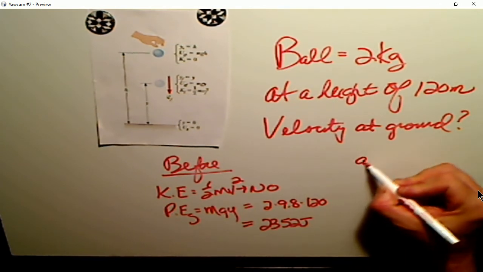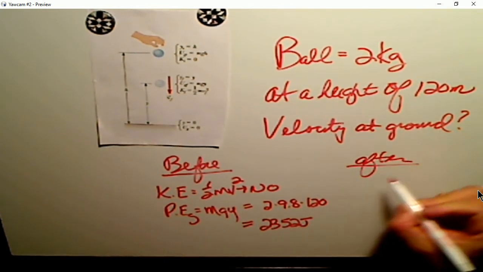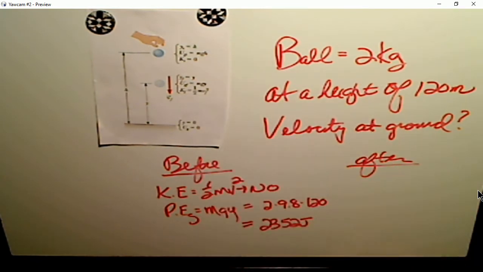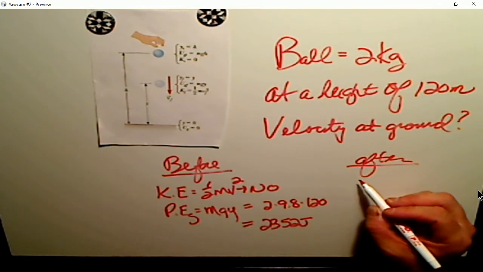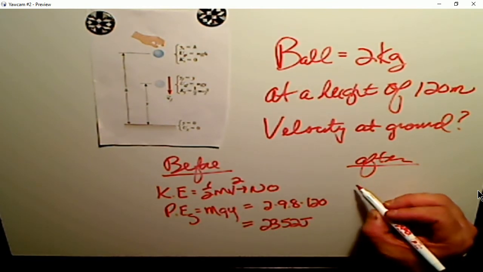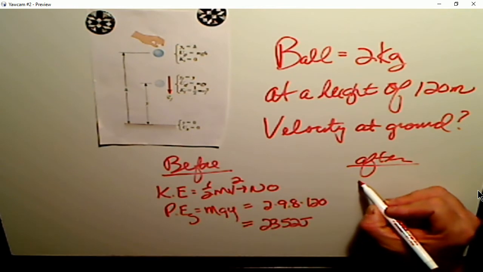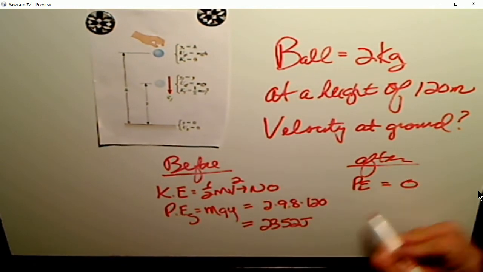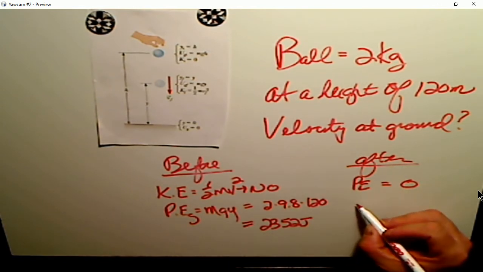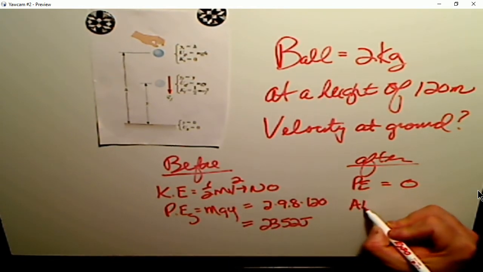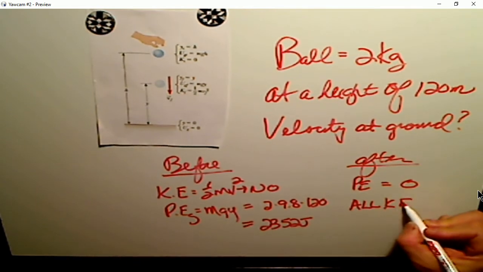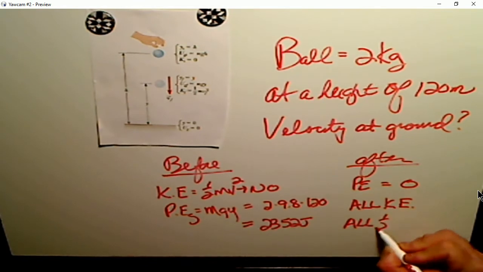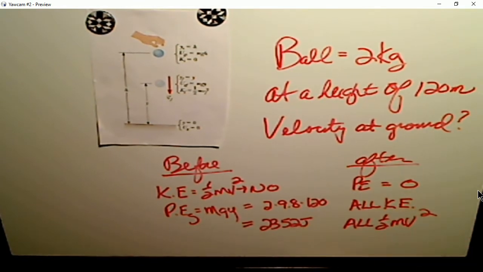So after, let's talk about the afters. When it hits the ground, what is the potential energy? Well, we're at a height of 0, so that's going to be 0. There's no spring again in this. So it's going to be all kinetic energy when it hits the ground. All 1/2 mv squared.